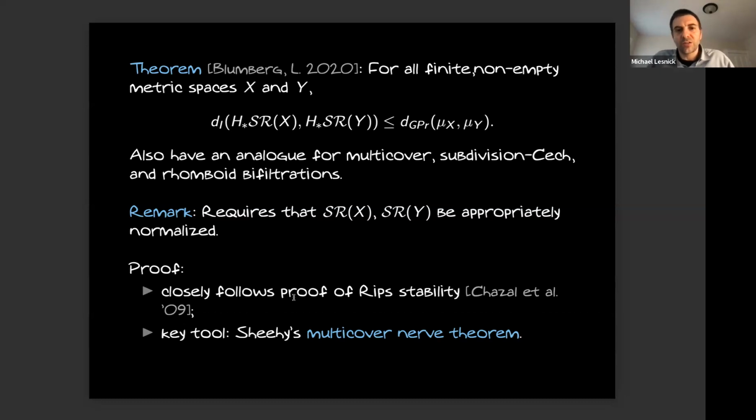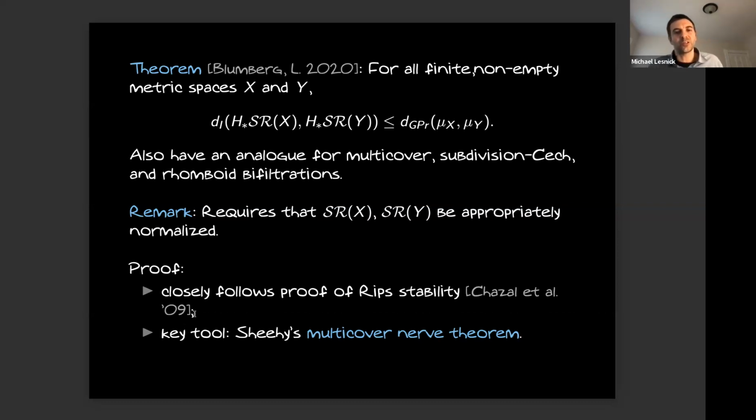And okay, so I'm just stating a result for Rips filtrations, but we also have an analog for the multi-cover, subdivision Čech, or rhomboid bifiltrations. And once you have a result for one of these, you have it for all of them because of homotopy invariance, essentially. Okay, one technical remark is that to make this work, you need to normalize the indices of subdivision Rips in an appropriate way, but I won't go into that.